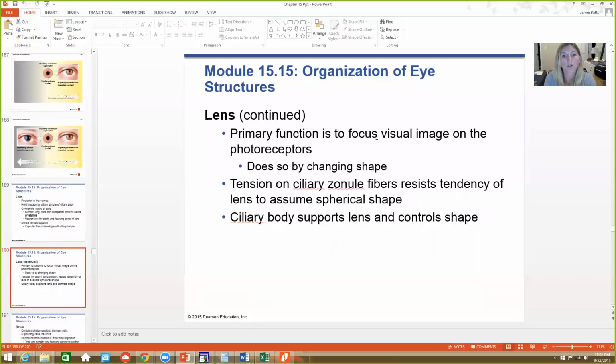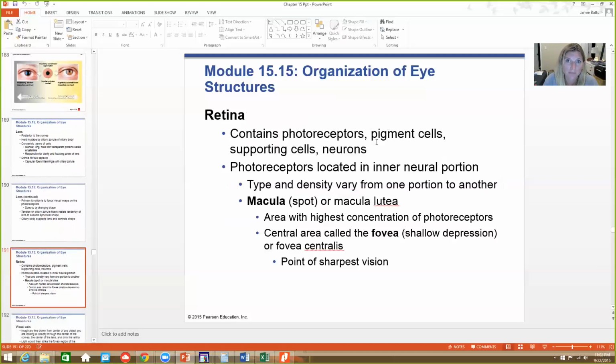The primary function of the lens is to focus the light onto the photoreceptors at the back of the eye. It does this by changing shape. It changes shape in response to those little suspensory ligaments pulling or relaxing to allow it to elongate or shrink up and puff out. So the ciliary body is ultimately the organ in your eye that's responsible for controlling the lens shape.